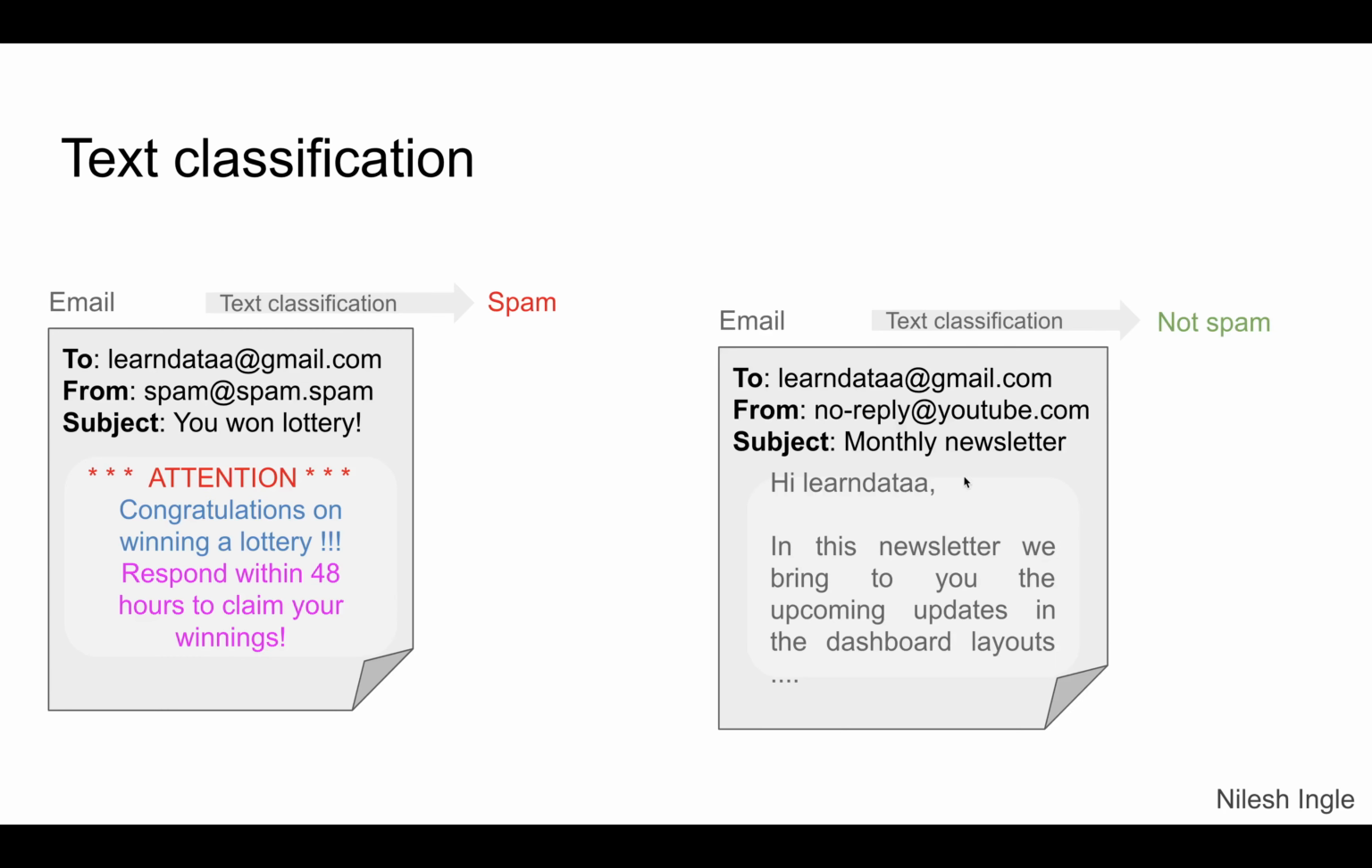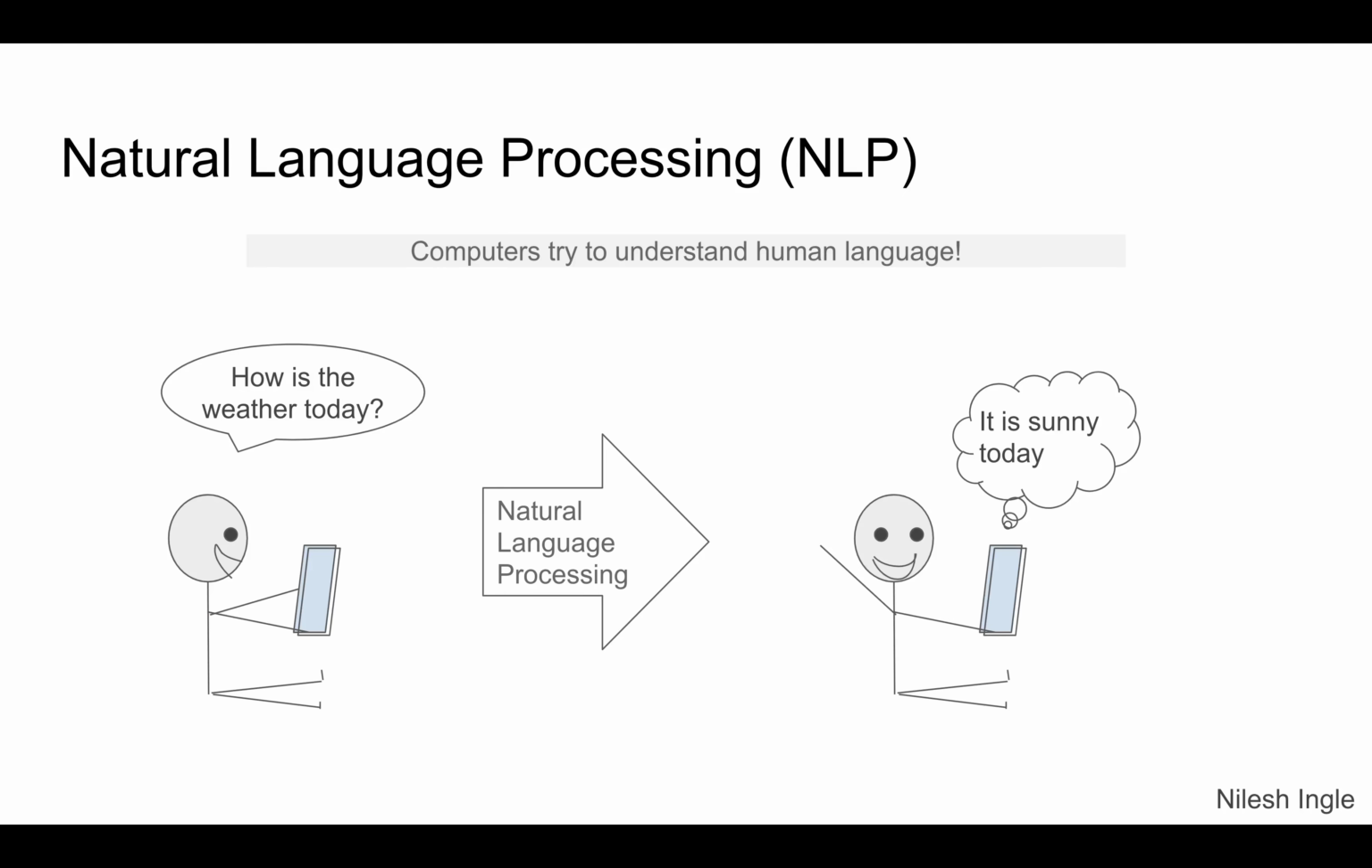At the same time, there is another example of an email, the contents of which can be used again for text classification, and here let's say this is classified as not a spam. So SGD can be used to solve this type of problem as well, a classification problem.